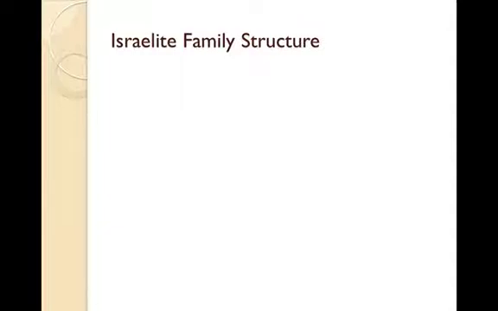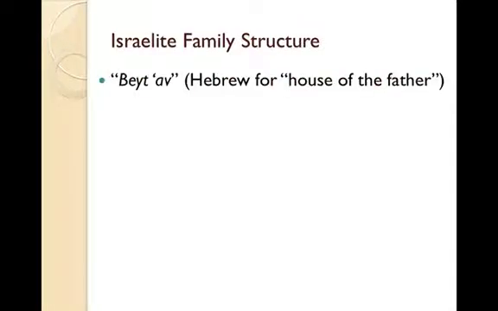Next, I want to talk about more specifics about the Israelite family structure and what sociologists and anthropologists think the Israelite family looked like. Most anthropologists use a term called the Beit Av to describe the Israelite family structure. Beit Av is simply two Hebrew words that mean house of the father. And what we mean by the house of the father is that this was a household headed by a male, probably the oldest male that was still able to function. So maybe not the most elderly male, but the oldest functioning male would lead the household.